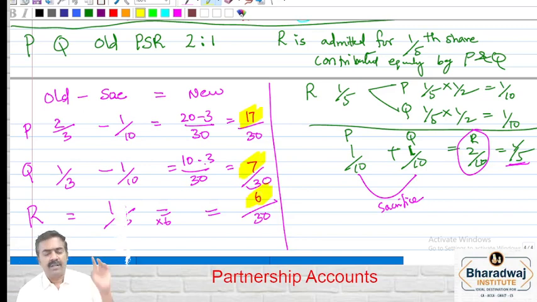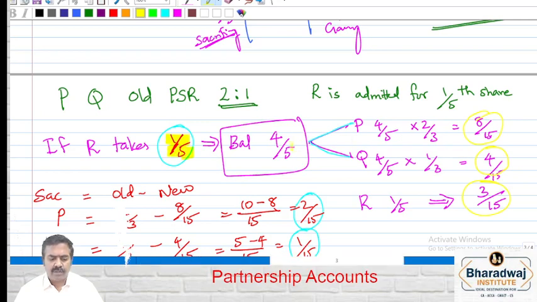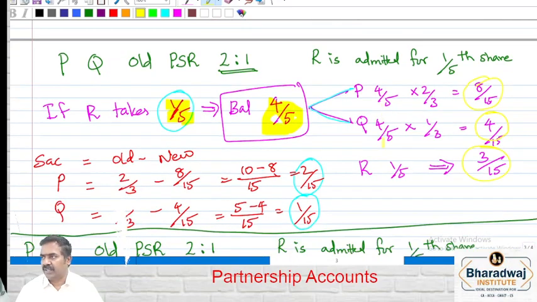Once again, I repeat. What is the difference between the last question and this question? In the last question, they have just given R is admitted for 1/5 share. So if 1/5 is taken by R, the balance 4/5 will be there. This 4/5 is shared by P and Q. Like that we work it out.